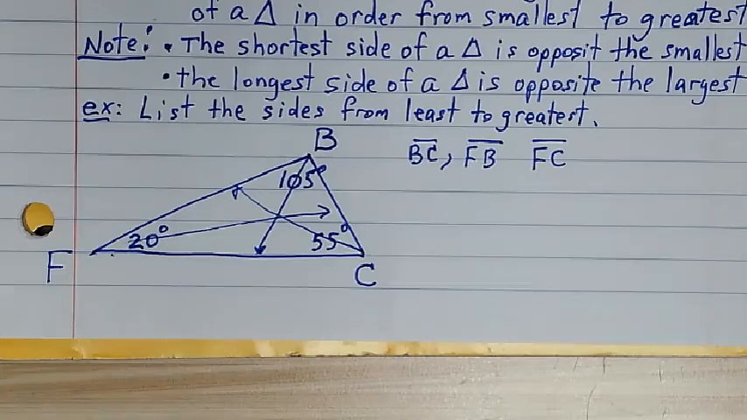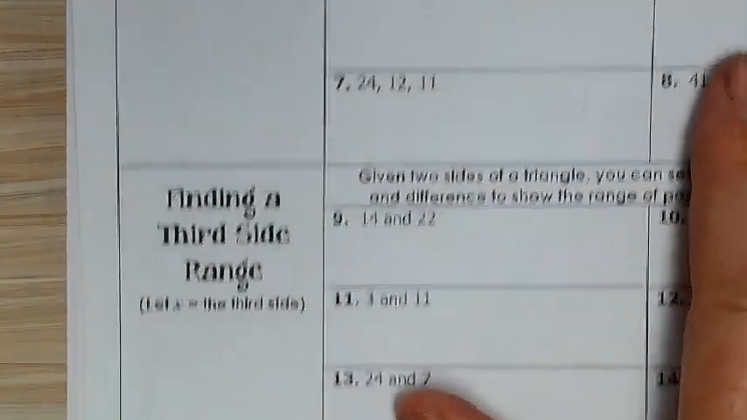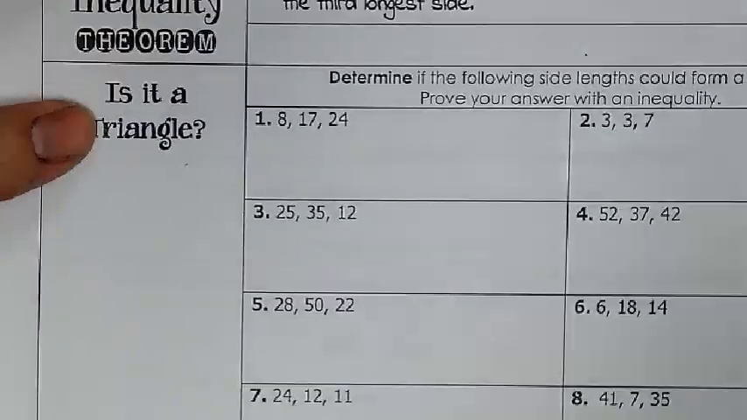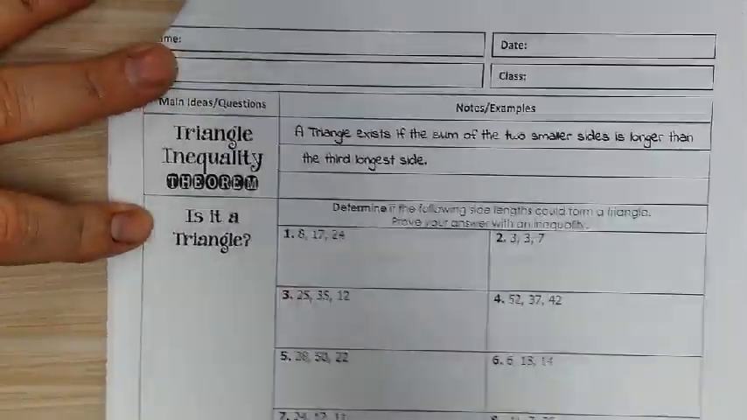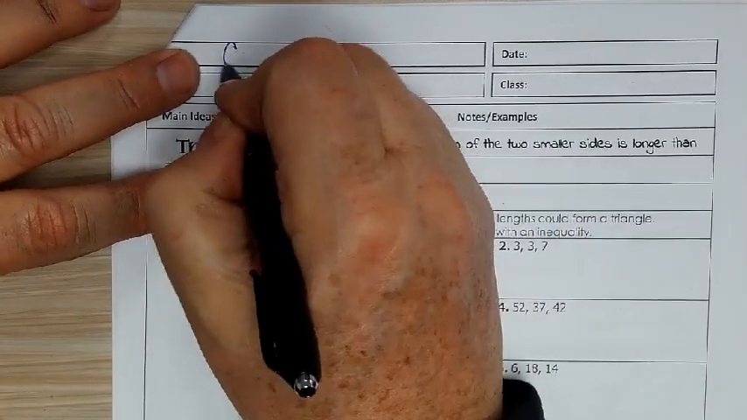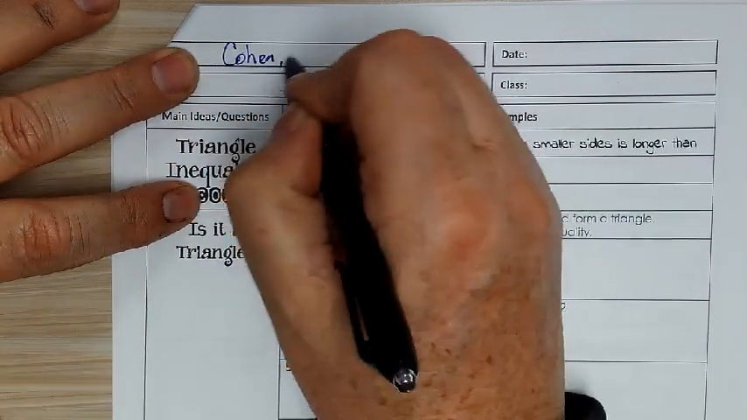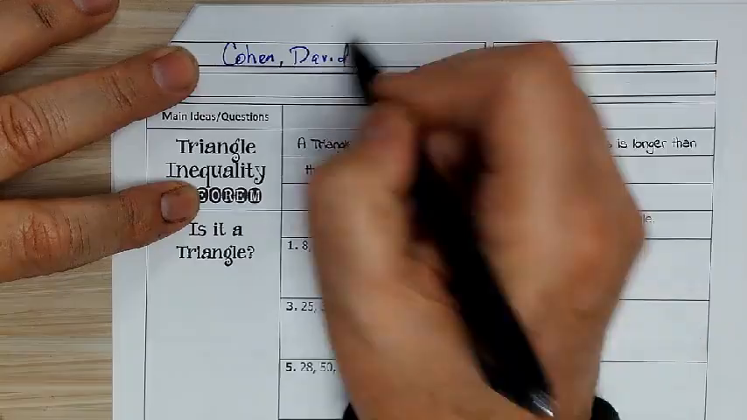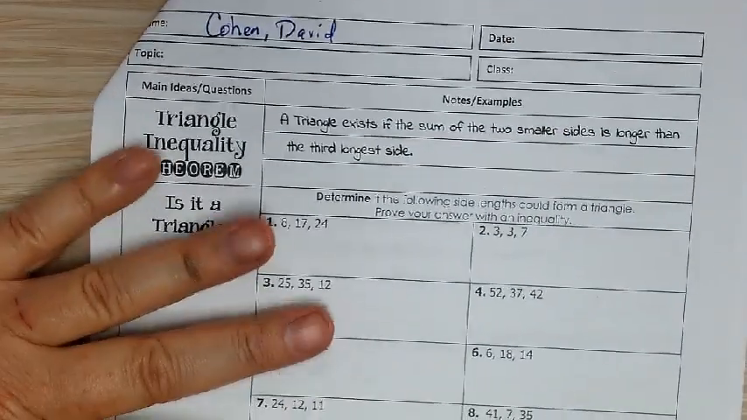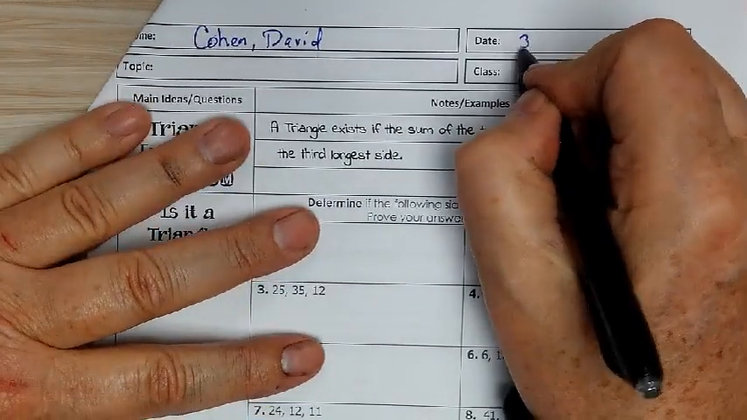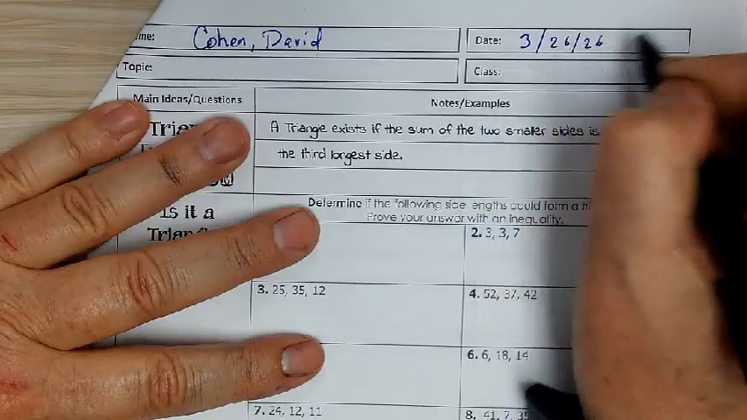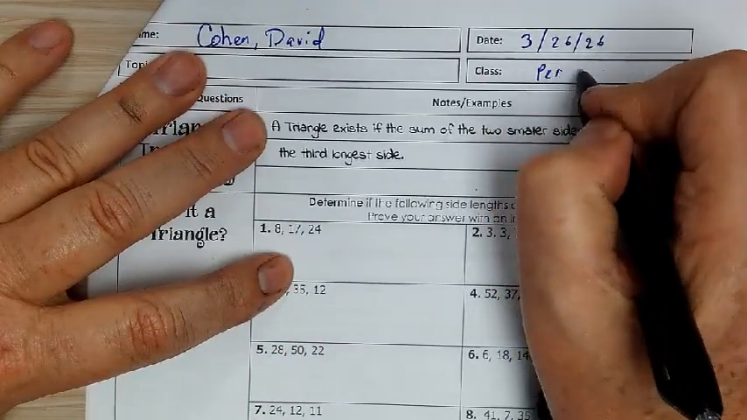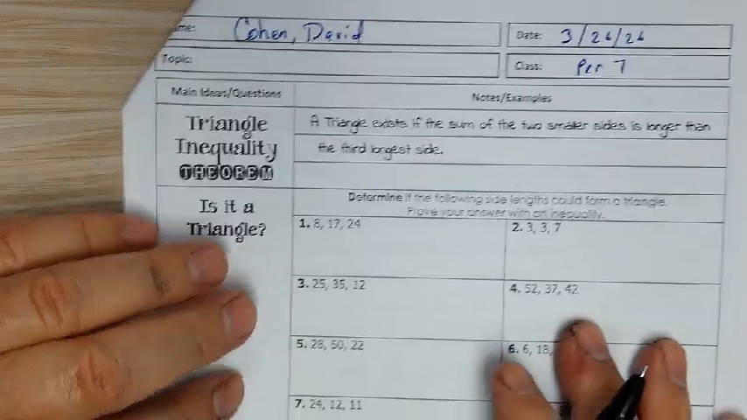Turn to the page that looks like this. I'm going to get you through this no matter what. We're going to be just fine. Put your name, the date, period 7. And do me a favor, you got that paper out, right?